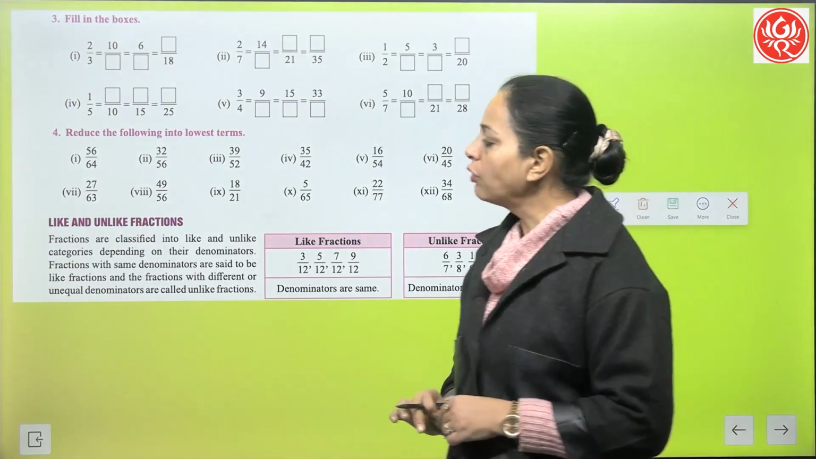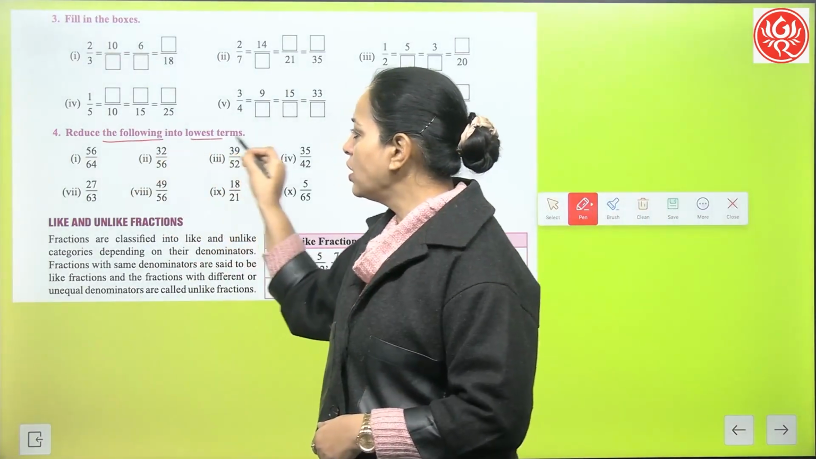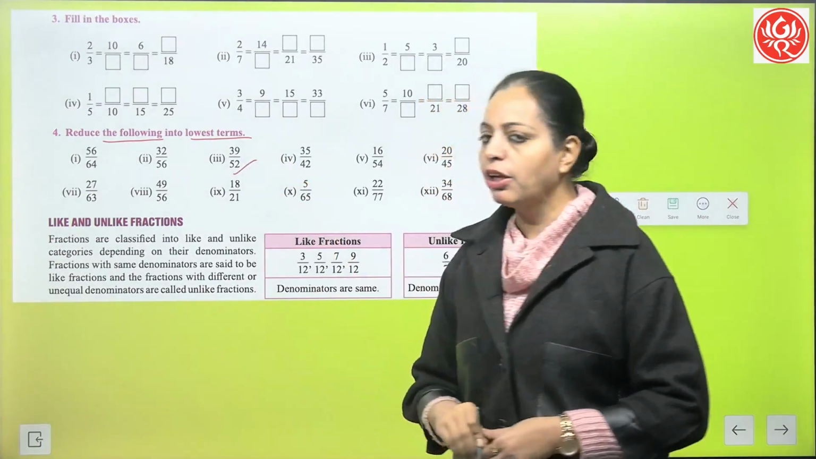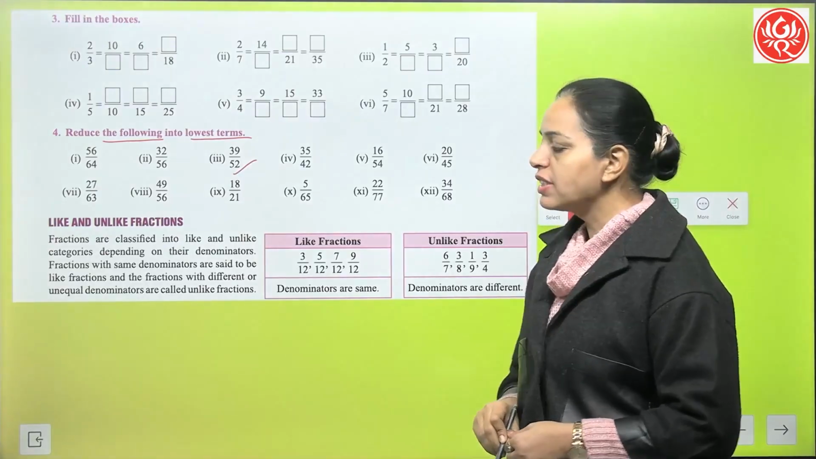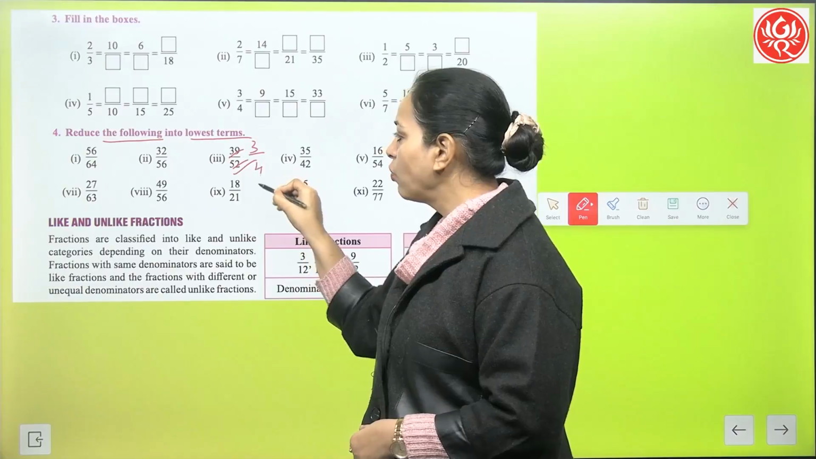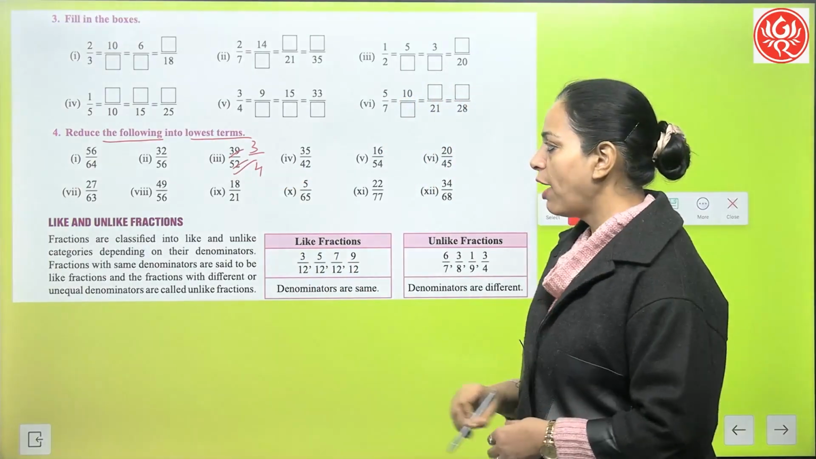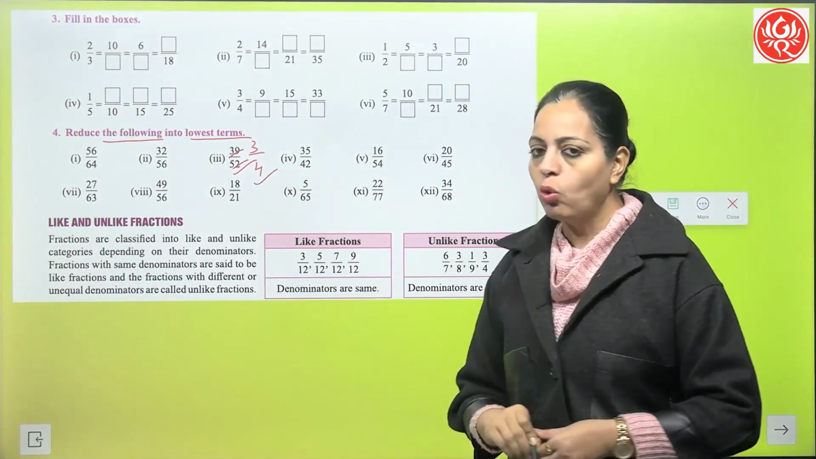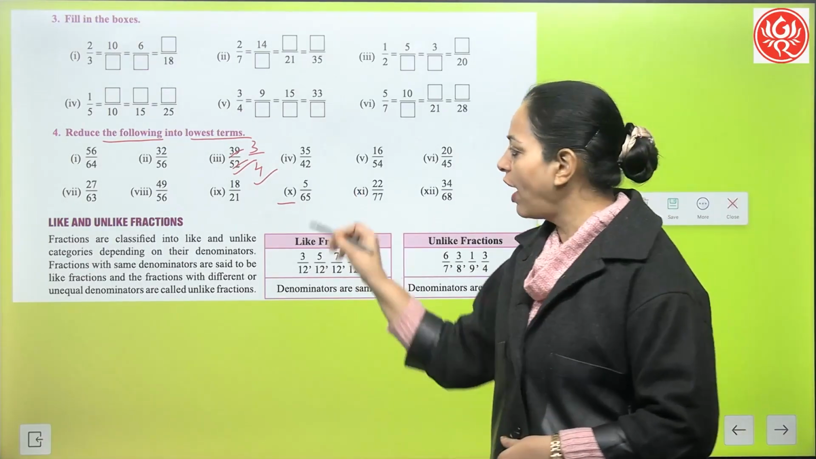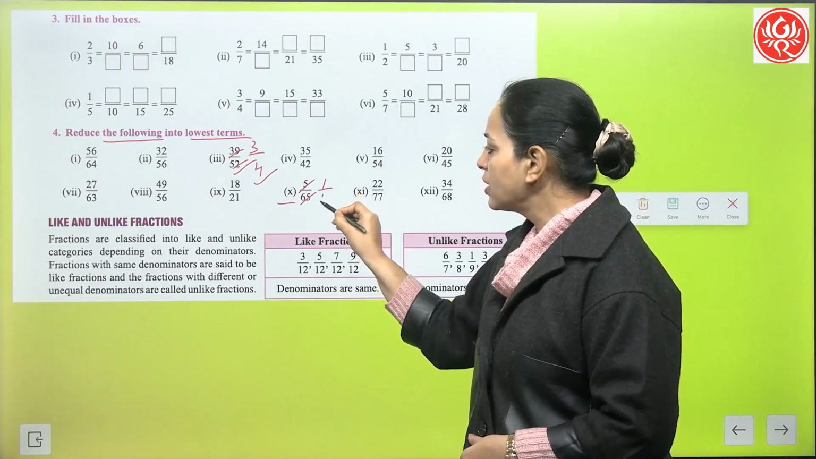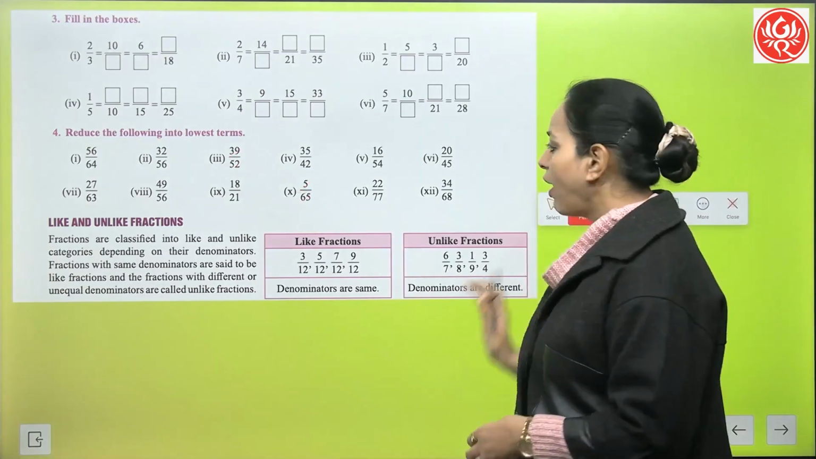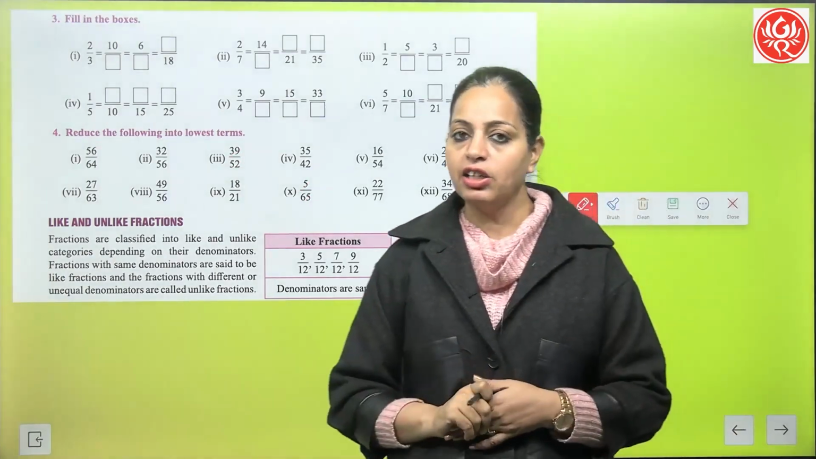Very easy. Now the fourth one, reduce the following into lowest terms. See here, third part, 39 upon 52. Both are divisible by 13. So 13 3s are 39, 13 4s are 52. So 3 by 4 is the lowest term. Okay, similarly we have the 10th part, 5 upon 65, cut it by 5. So this is 1 upon 13. Similarly, we can try the remaining parts. I hope these are clear to you.